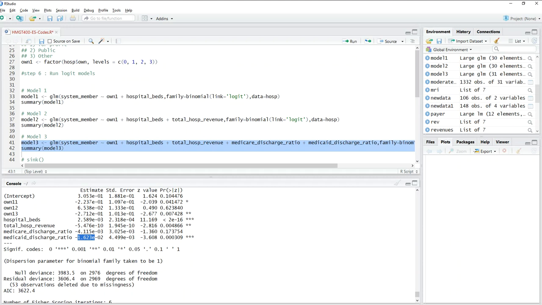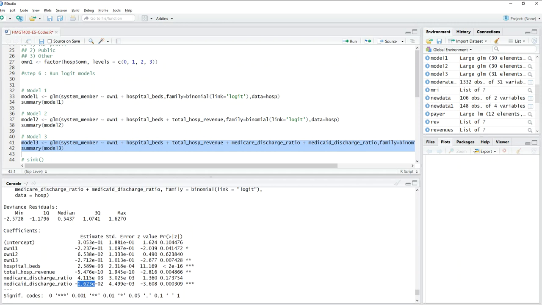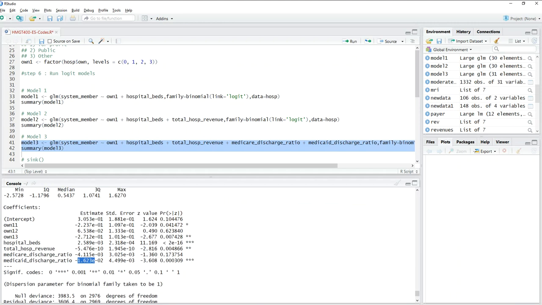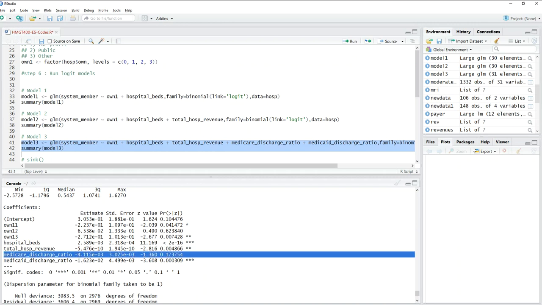It does mean being a system member, in comparison with non-system members, they are less likely to have a Medicaid patient, and less likely to have a Medicare patient as system members. I'm not looking for a reason for this, because this is just an exercise for this class.